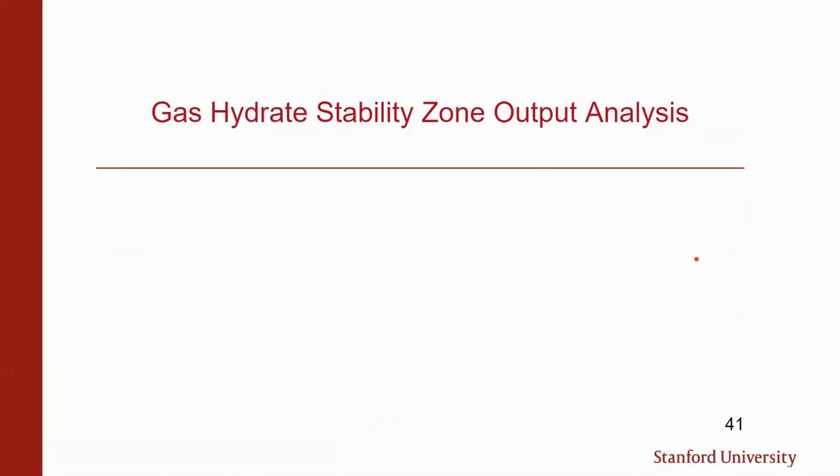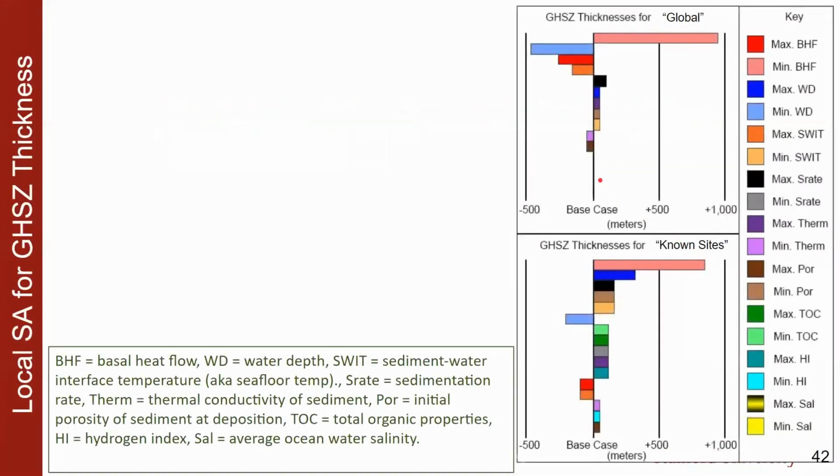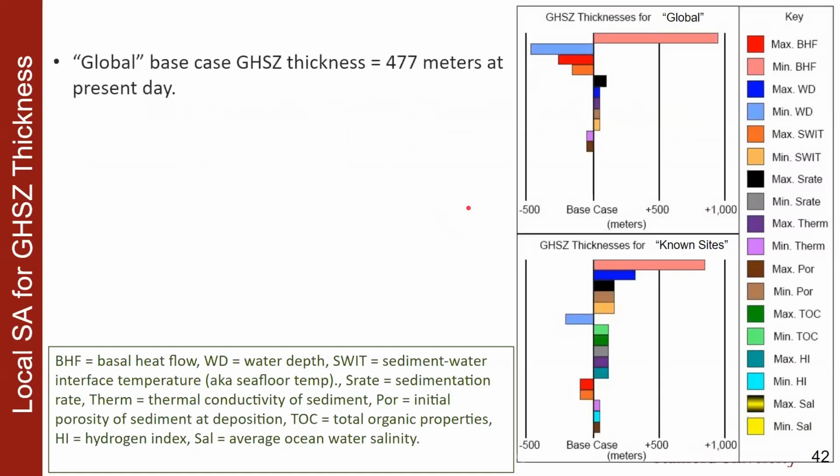First, we'll look at the gas hydrate stability zone output analysis. We'll be looking at 3 different outputs, and we'll start with the gas hydrate stability zone thickness. We will look at both the local sensitivity analysis results, and then in the next slide, we will see the global sensitivity analysis results. This is kind of the first screening method, the one that's most commonly used in studies.